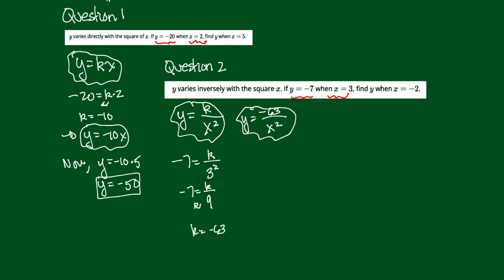Now what we want to do is find y when x is negative 2. All right, so I'm going to put that negative 2 in here. So I'll get y is equal to negative 63 over, now be careful with the negatives, negative 2 squared. Y is equal to negative 63 over 4. And that is what we are looking for.